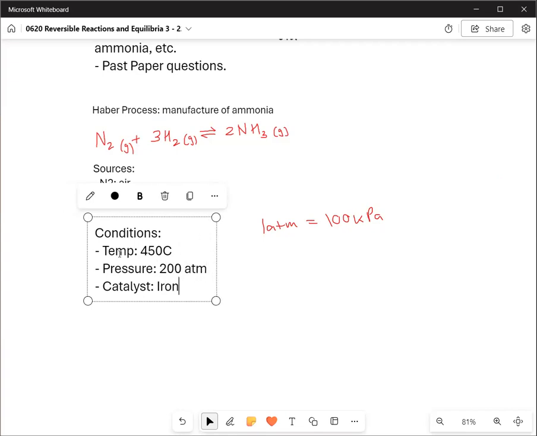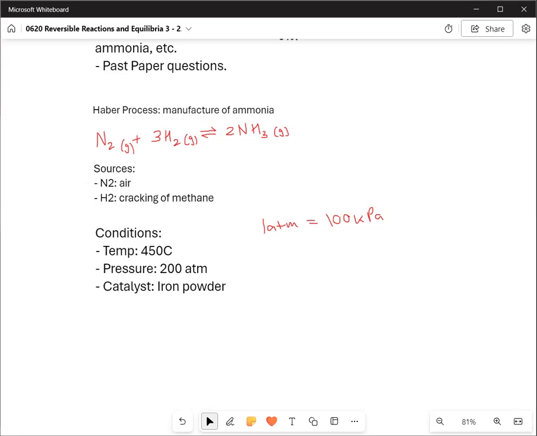Now the catalyst is the iron catalyst, and that's all you need to know here. Any questions? Iron catalyst. It's actually iron powder. Any doubts? No. Okay, so moving on.